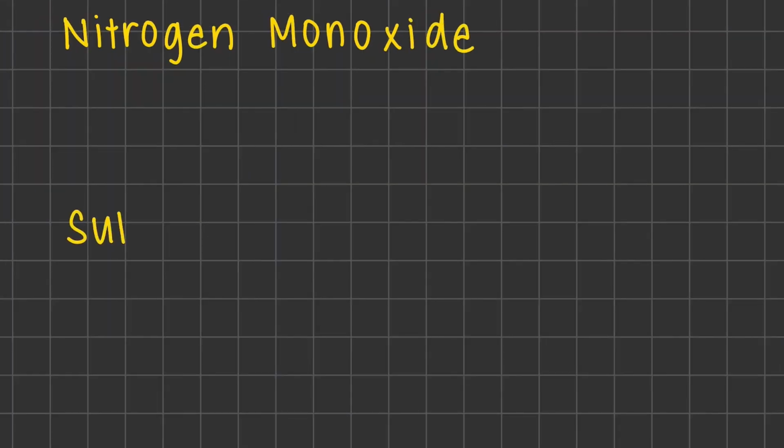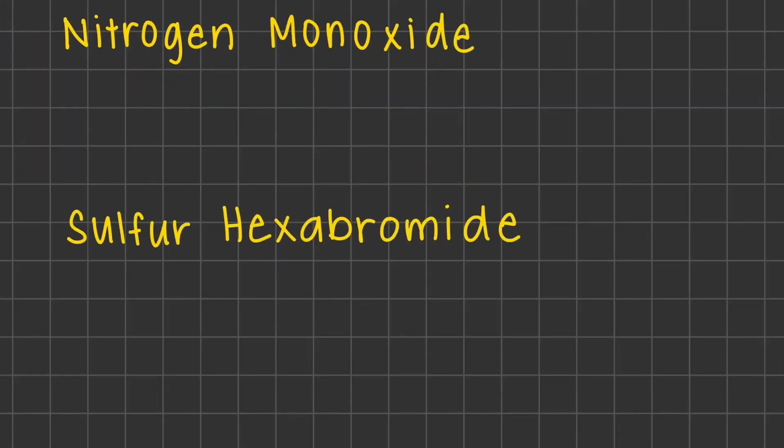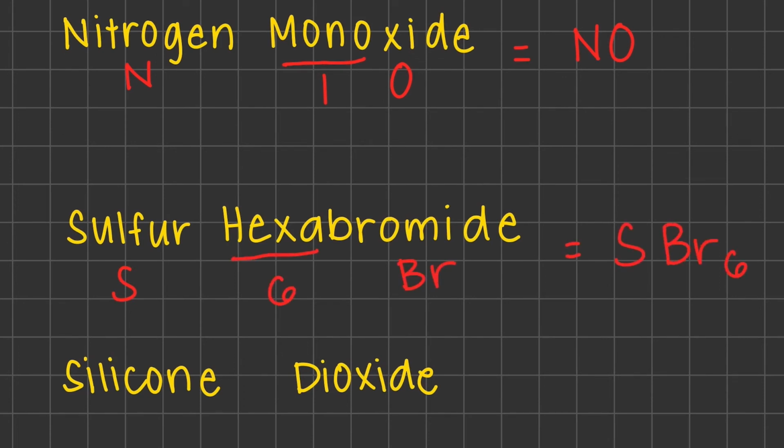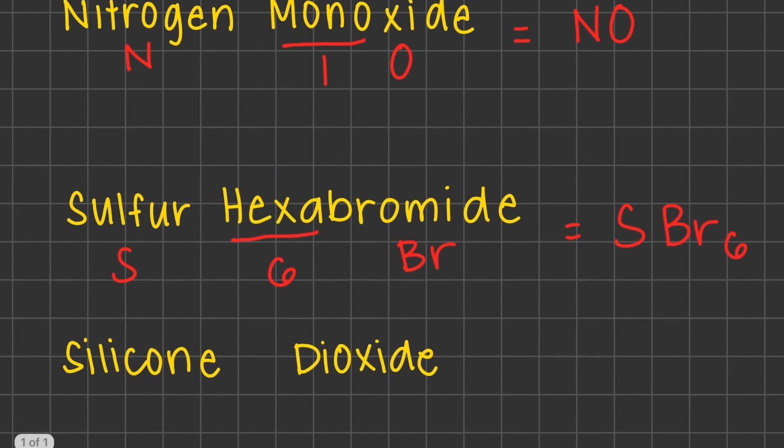A few more examples are nitrogen monoxide, sulfur hexabromide, silicon dioxide. So the first one is nitrogen. Nitrogen is a single nitrogen atom and then monoxide, so that's 1 oxygen. Sulfur, that's S. Hexabromide, hexa, that is associated with 6, so SBr6. Silicon dioxide, silicon is Si and di represents 2, so it is SiO2.